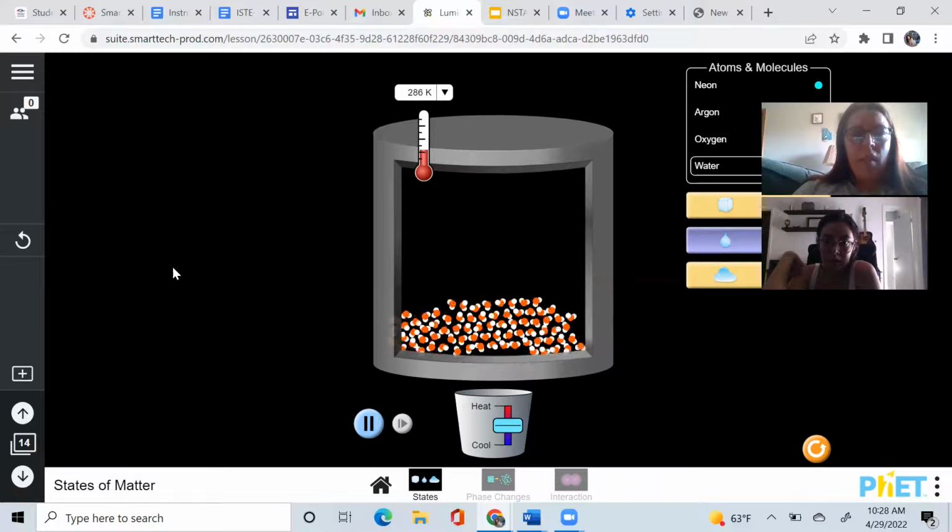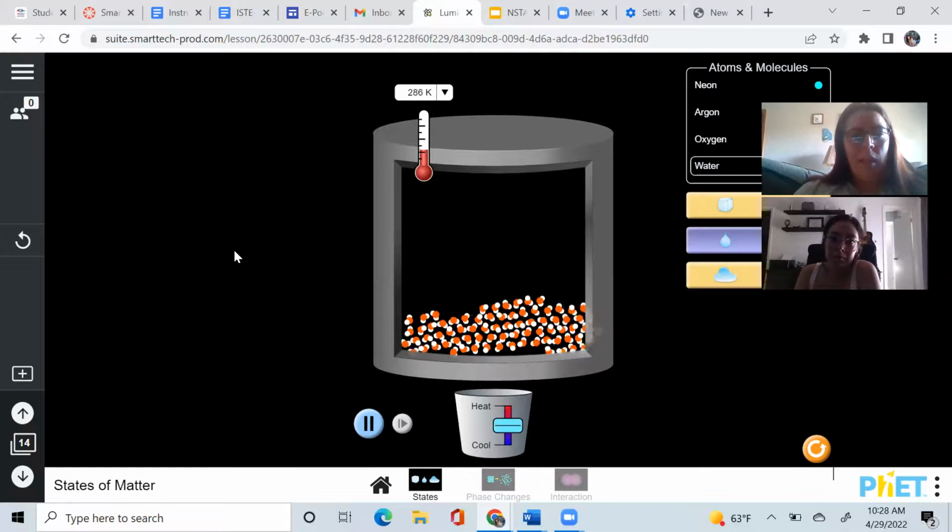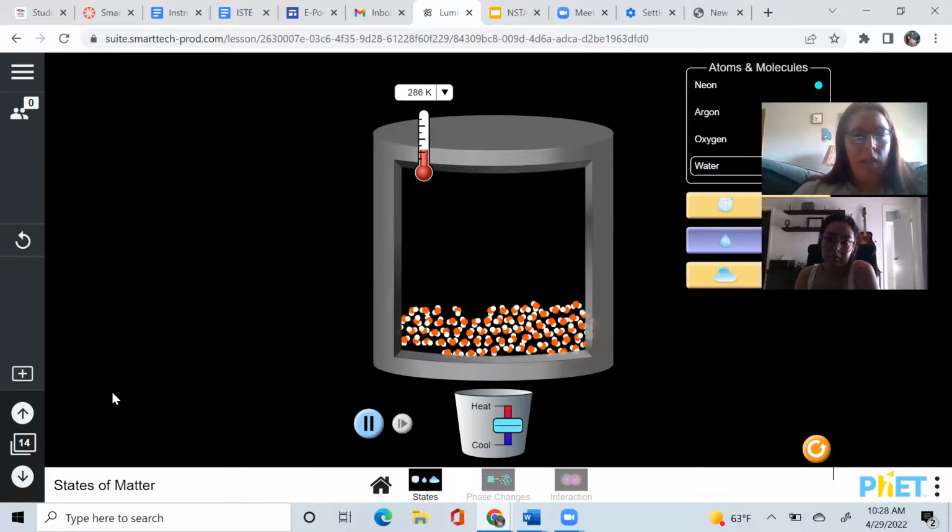That's the general idea that we're going for, just an introduction for students to understand what's going on at the molecular level. As second graders, I don't think that they'll be expected to have any more knowledge than that at that time.